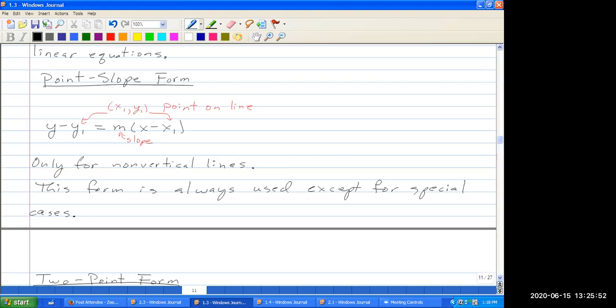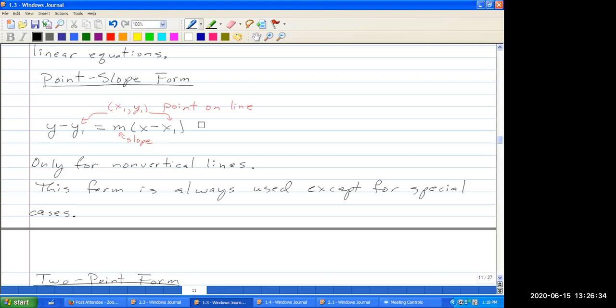You can only use this for non-vertical lines since you have to have a slope, and slopes are not defined for vertical lines. When do we use this? Well, basically, this is the form that's always the easiest to use. So this is the form that you will use, except for the cases that I give you above and below. Except for the special cases that I tell you about, this is the form that is most used.